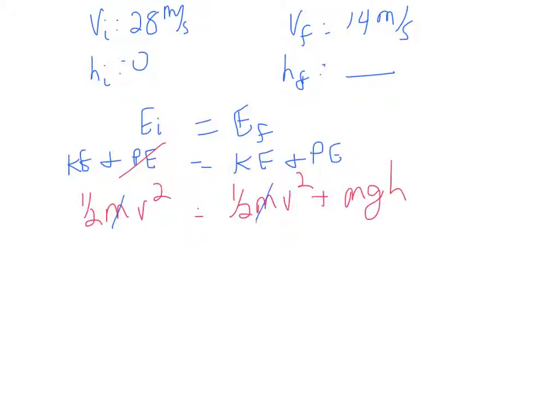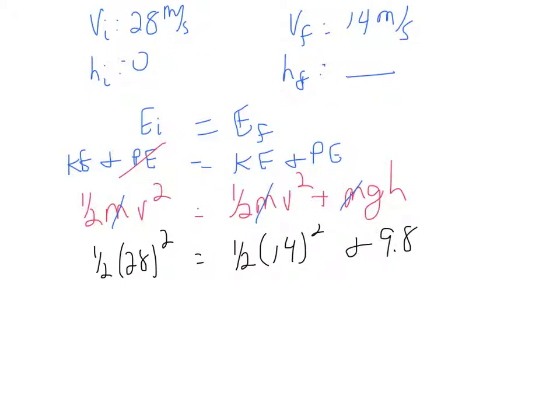My masses cancel. Now I have a number for everything but h. So I've got 1/2 times 28 squared equals 1/2 times 14 squared plus 9.8 times h.